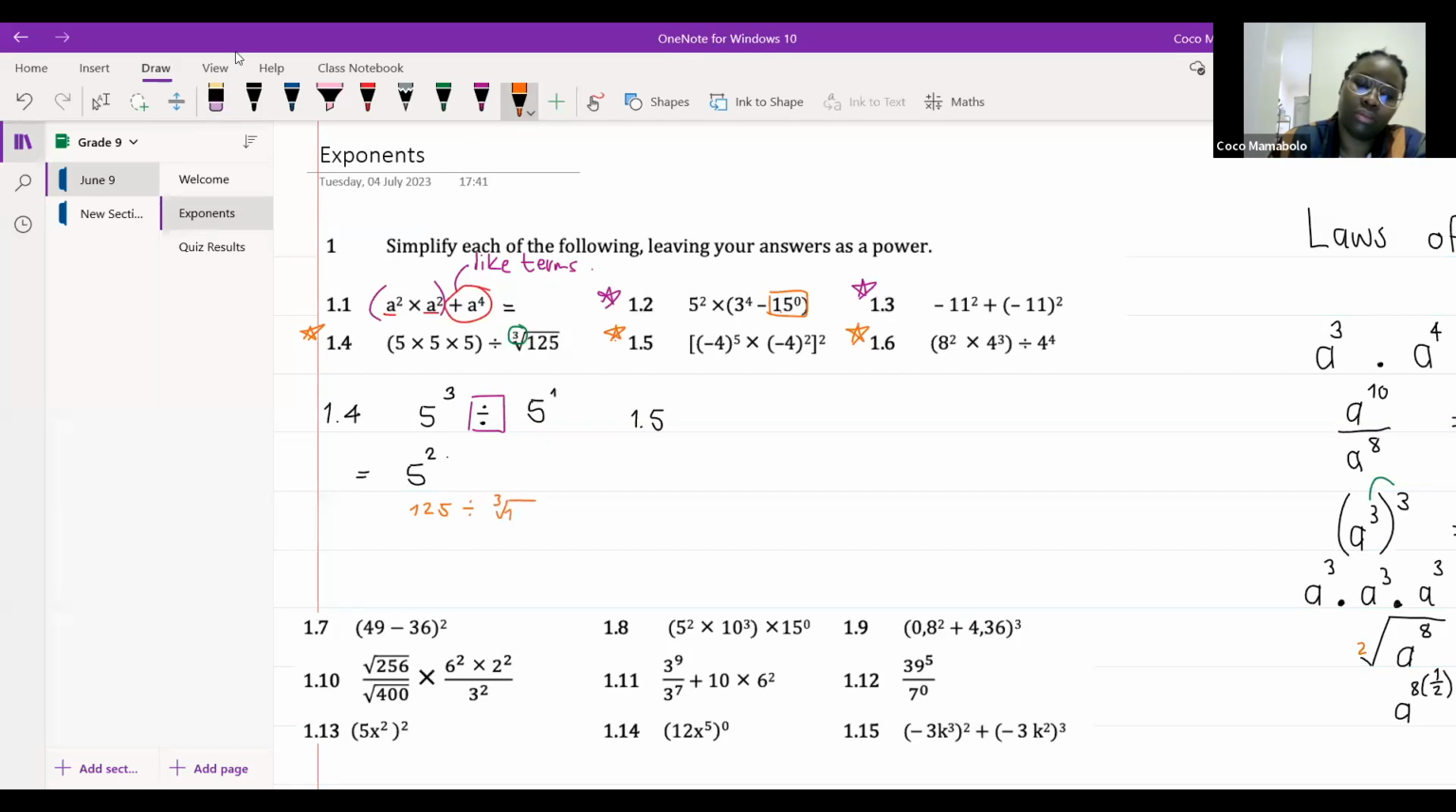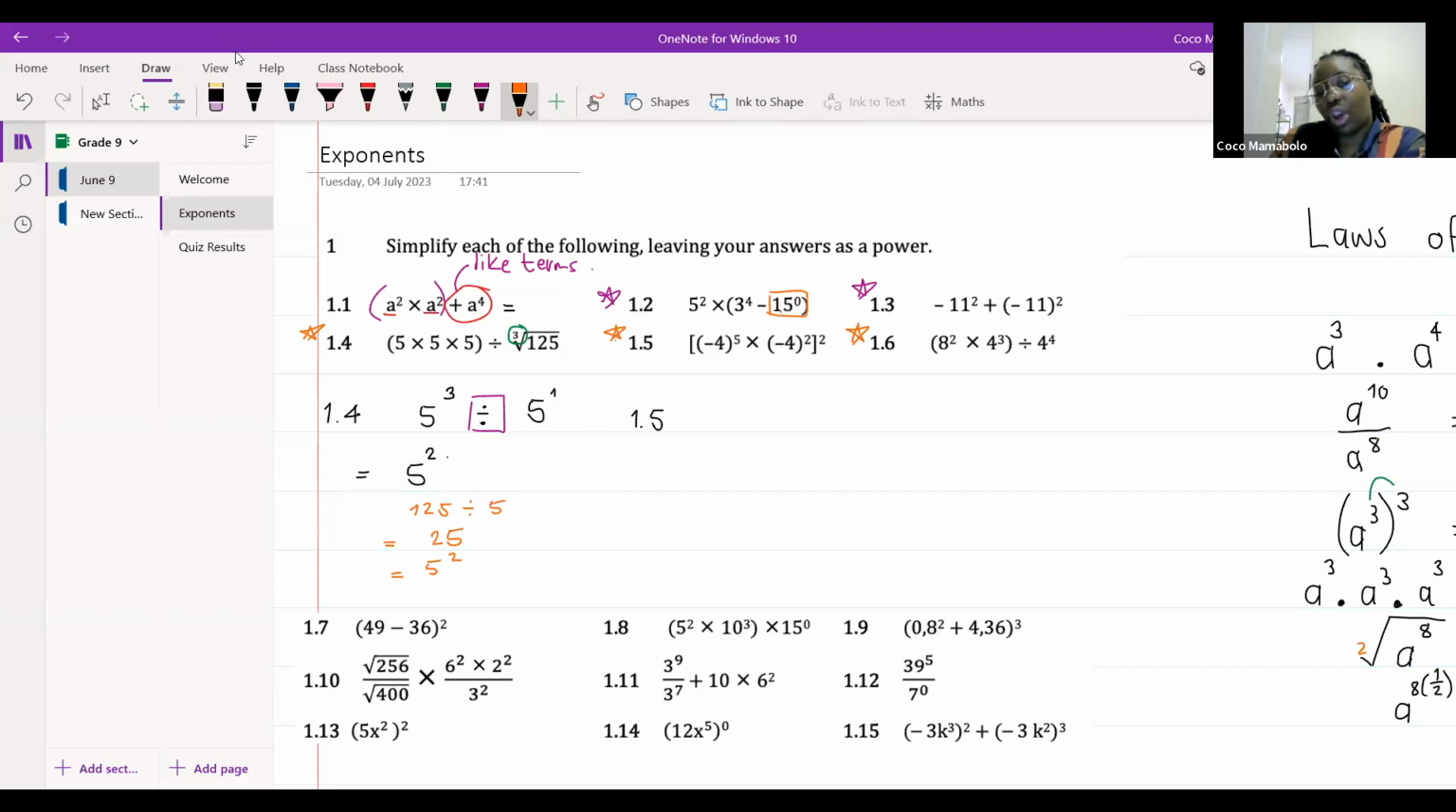And so it was 125 divided by 5. And then what I got, 125 divided by 5, is 25. So I put in the 25, and then I put 25 as 5 to the 5 squared. 5 squared. Okay.